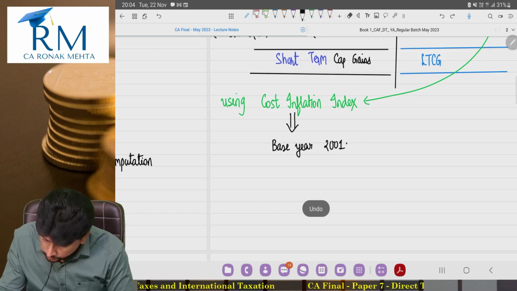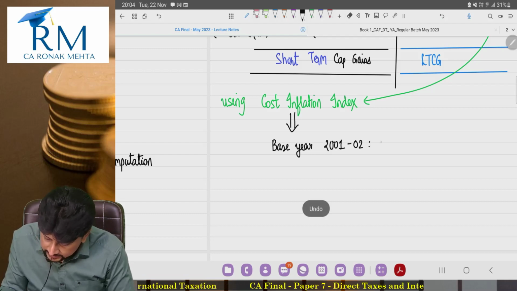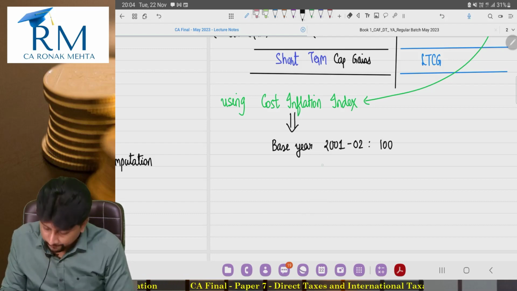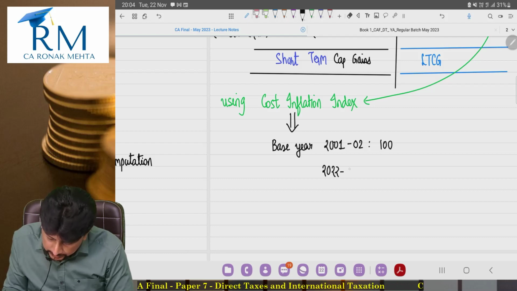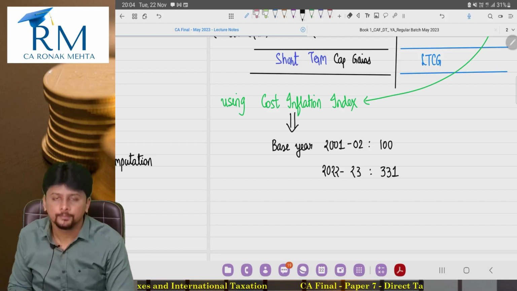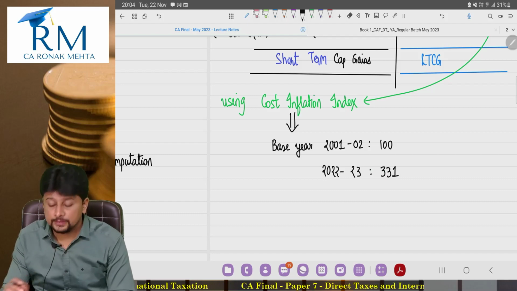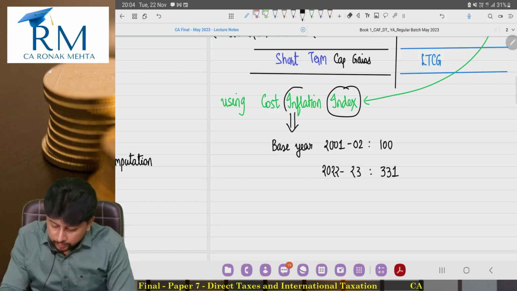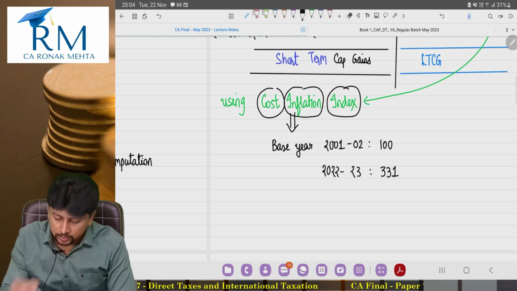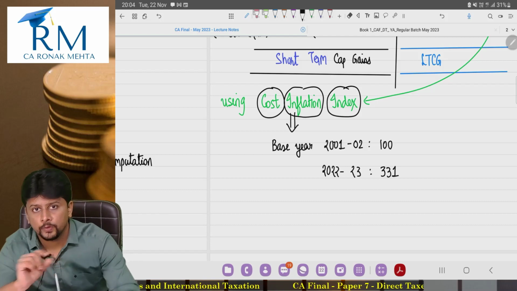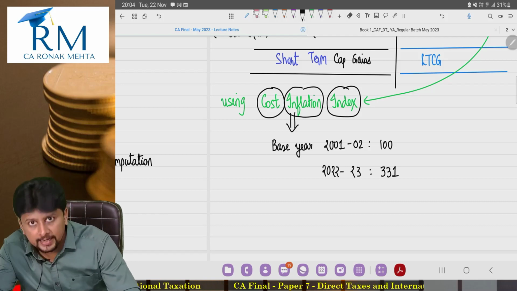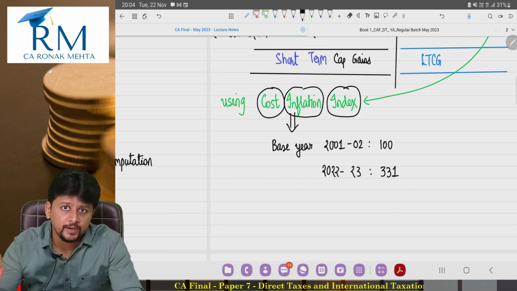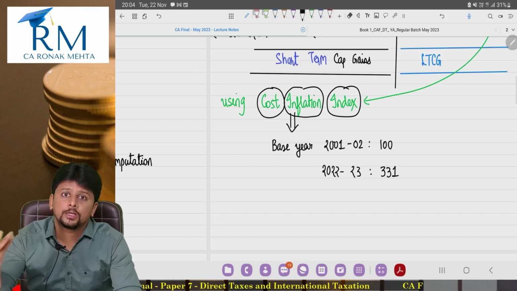2001-2, and the base year's index number was 100. Our year is 2022-23, where the index number is 331. But what are these? These are index numbers which show the effect of inflation on the cost. I'll repeat this. What is cost inflation index? Index number which shows the effect of inflation on the cost.